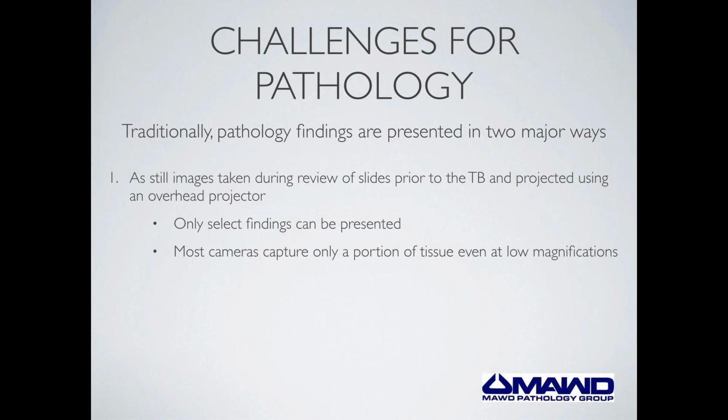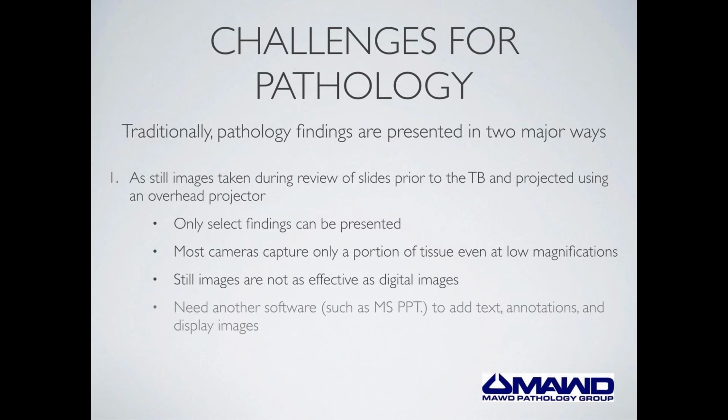Now, traditionally, pathologists present their findings in one of two ways. The most common way, in community settings at least, is still images captured prior to the tumor board. So the pathologist selects and marks important areas on glass slides and takes pictures using a camera attached to the microscope. However, this process only allows for limited findings to be presented. Most cameras cannot even capture the entire tissue section on the glass slide.